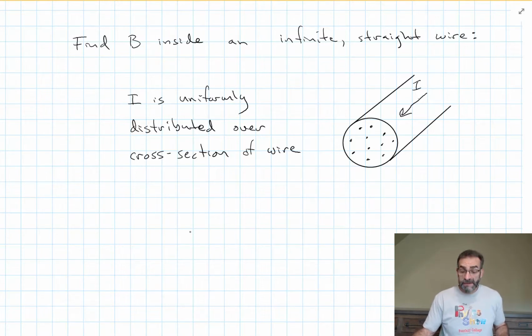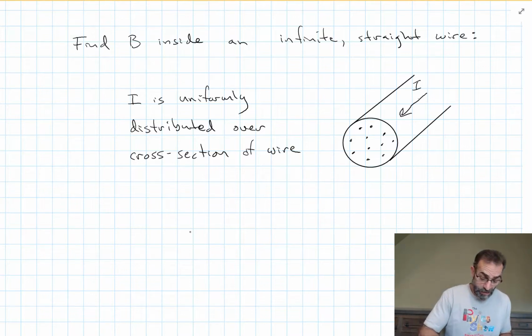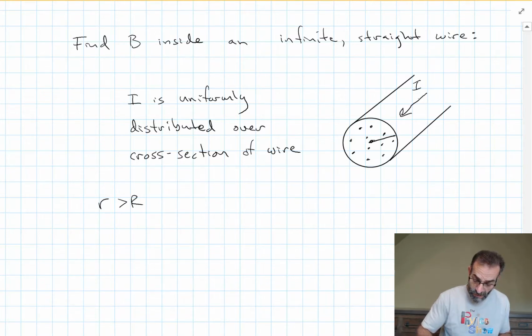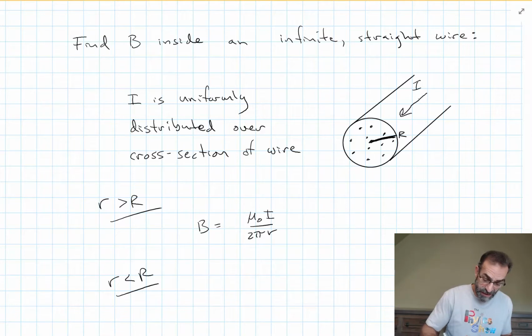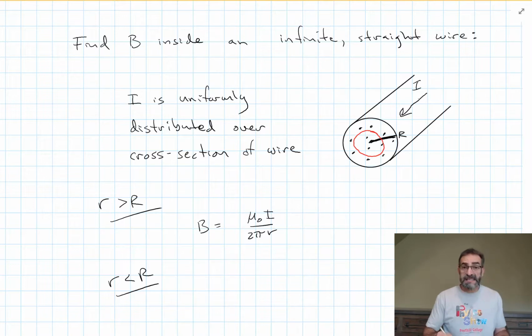Now we've already found the magnetic field outside of the wire for our point of interest, r, greater than the radius of our wire. We know the answer to that. We've just found it. Now we want to find the magnetic field inside. So our path length, our Ampere's path, is going to be inside of the wire, this red line.